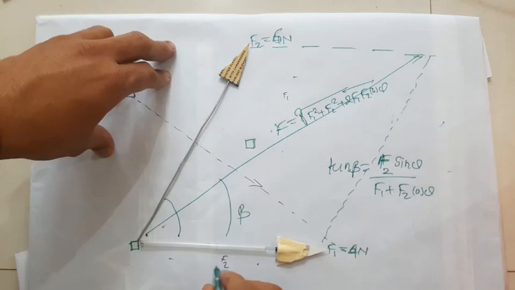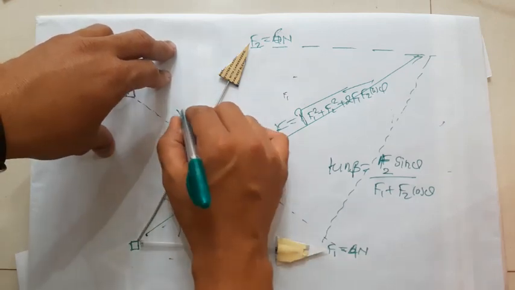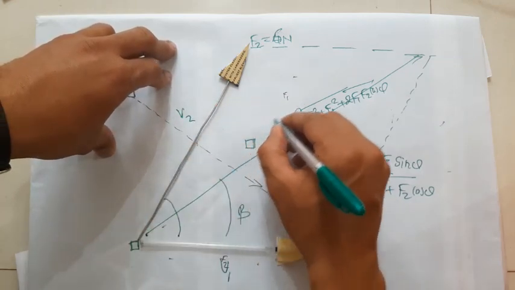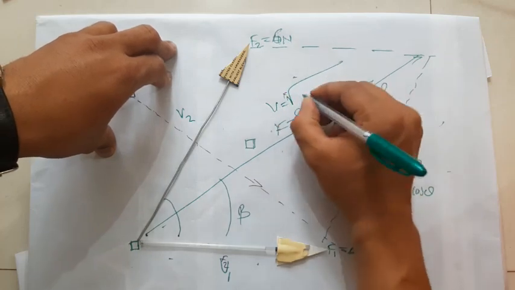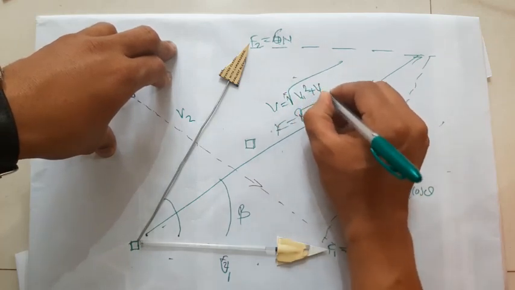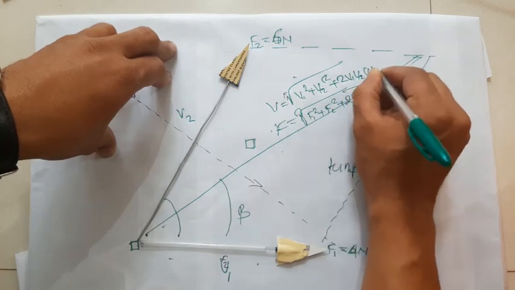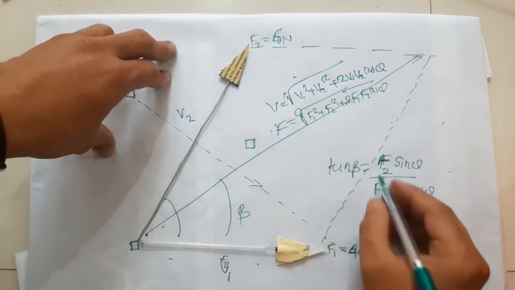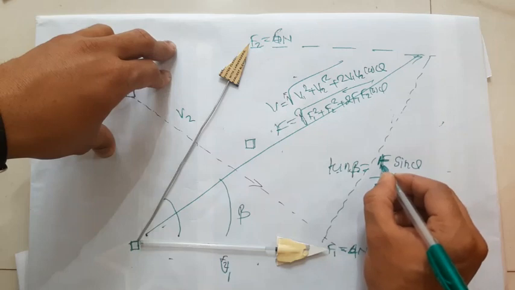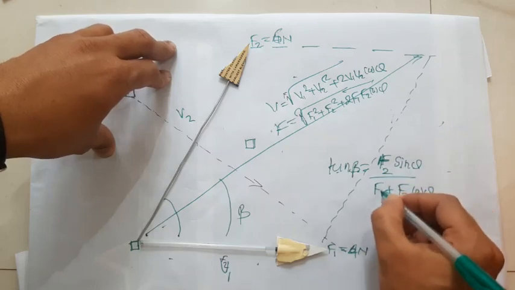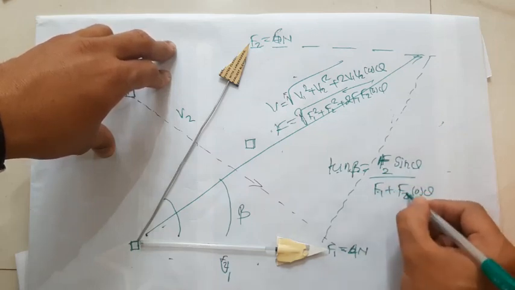Now suppose this is velocity v1 and this is velocity v2, then v is equal to what? Under root of v1 square plus v2 square plus 2 v1 v2 cos theta, correct? And here also tan beta is v2 sin theta divided by v1 plus v2 cos theta.